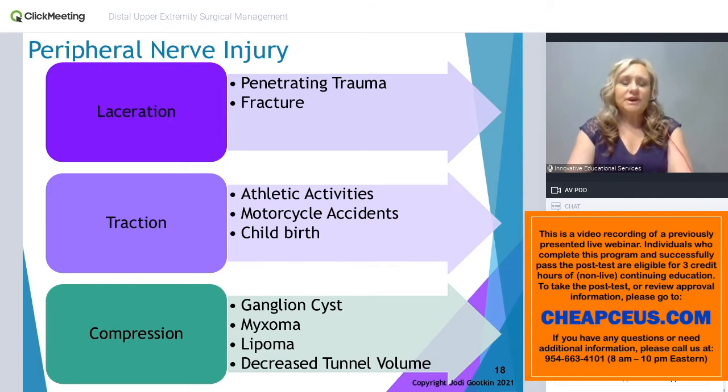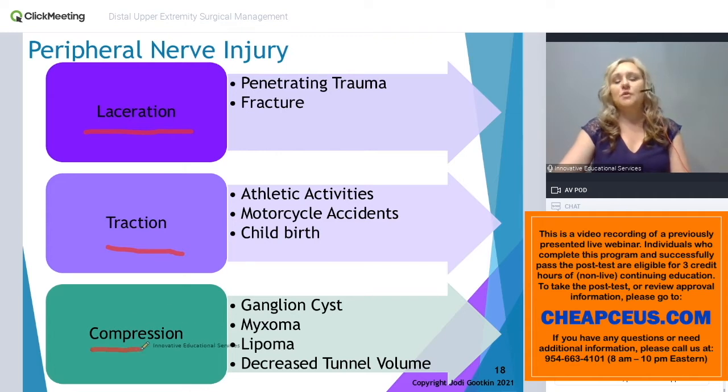When there's injury to the structure, it can happen several different ways. If there's a laceration to the nerve, this can occur from some type of penetrating trauma, such as a knife wound. There could be a fracture that shifts and severs a particular nerve. Traction injuries occur sometimes with motorcycle accidents or during childbirth. There may be traction on the brachial plexus where there's a stress applied longitudinally to that nerve.